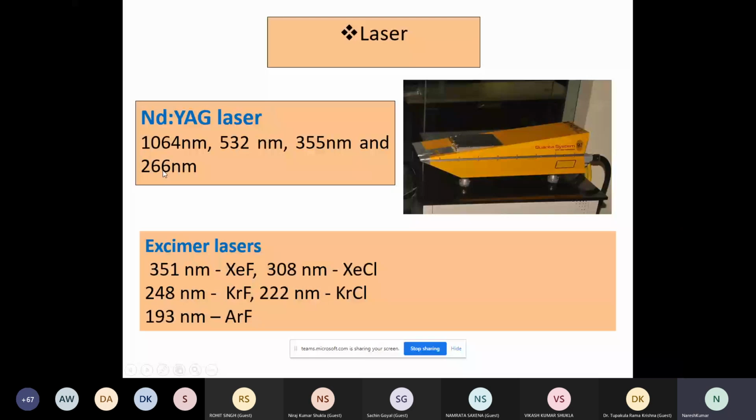However, if I go for excimer lasers or gas lasers, they have a fixed wavelength. For example, if I go for xenon fluoride, then it has a wavelength of 351 nanometer. So if somebody is interested in working with this kind of wavelength, then one should go for this. But these lasers are a little expensive, right? And they need gases. So there is frequent consumption of these gases, xenon fluoride, argon fluoride. These gases are expensive, and one has to be ready for their consumption.